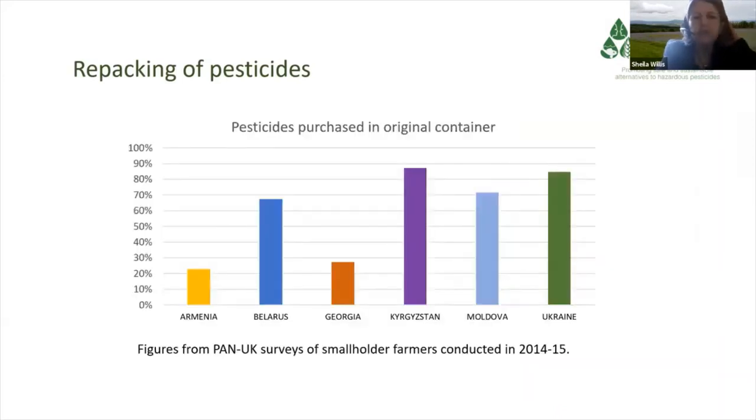Just to give you some figures from various countries in Eastern Europe, in the Caucasus. You can see, I mentioned Armenia and Georgia. In the surveys that we did, repacking was extremely common in those countries, but it's pretty common across the board. Even in Kyrgyzstan, where it was lowest, you have approximately 12% of farmers reporting that they buy their pesticides in repacked containers, drinks bottles, and plastic bags, for example.